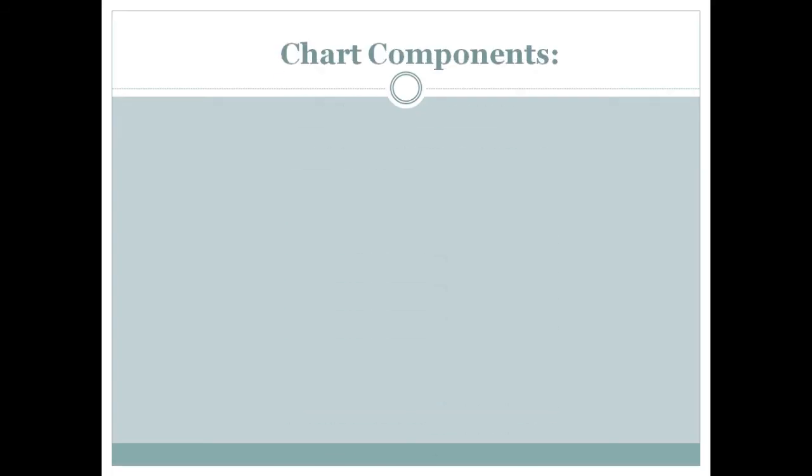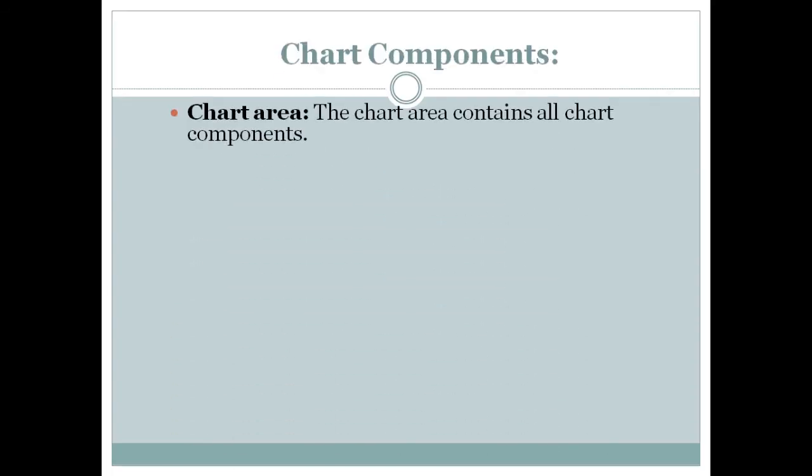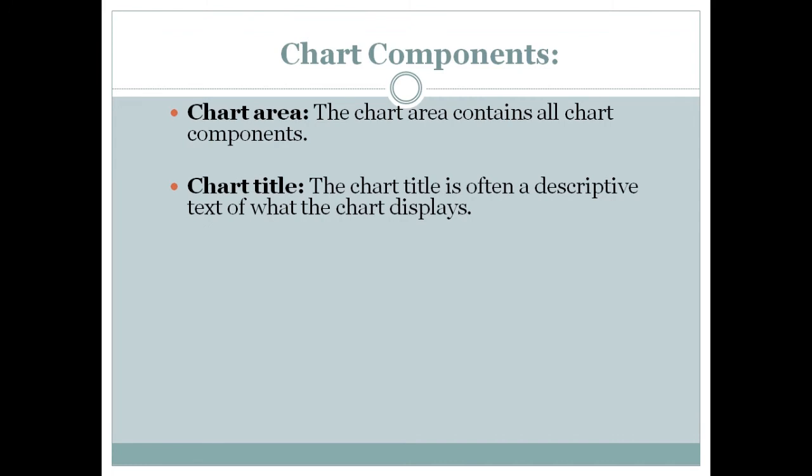The very first component of a chart is the chart area, meaning the area that contains the chart, the area where we draw the chart. The chart title is often a descriptive text of what the chart displays. As every concept and every topic has a heading and a title, in the same way the chart also has a title which shows what actually it displays.